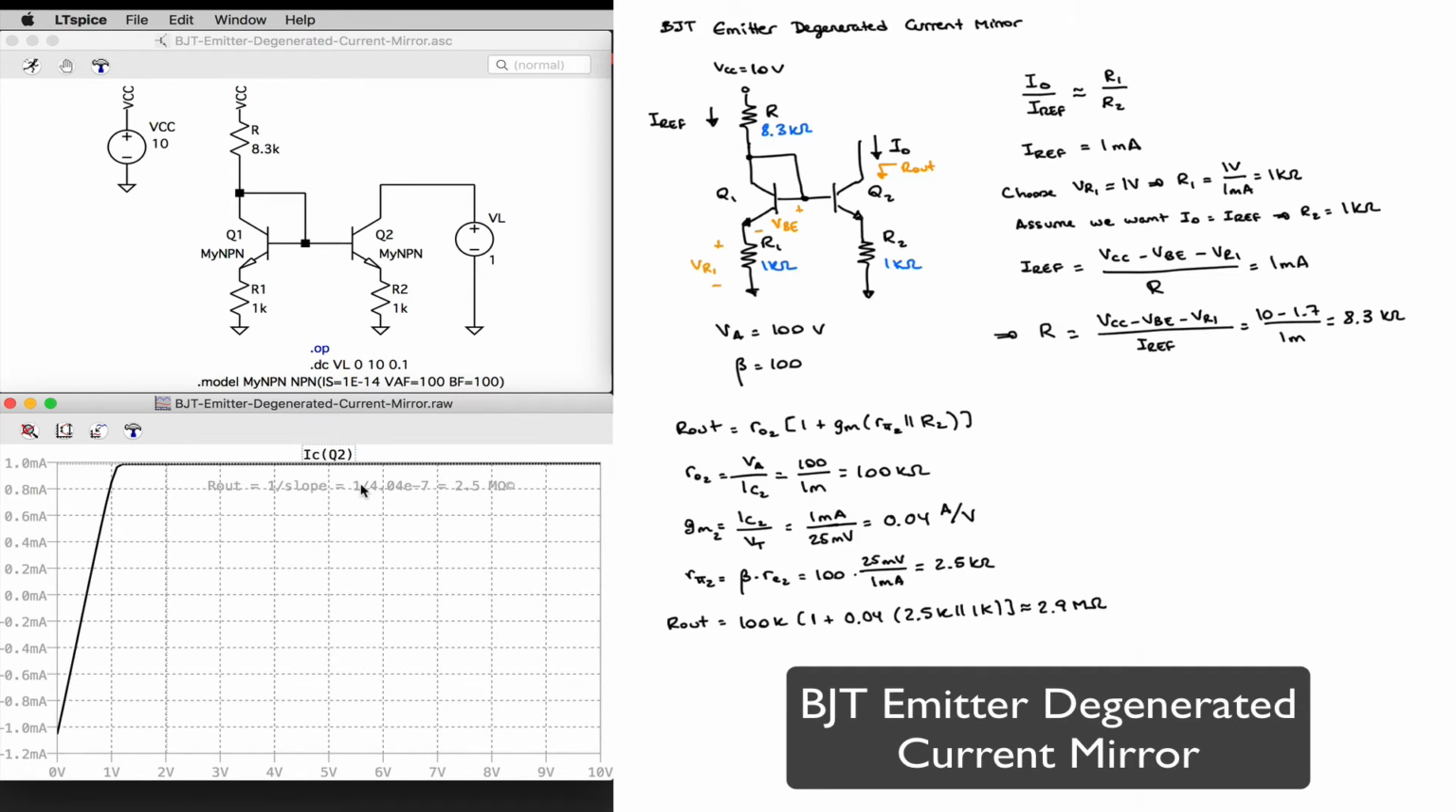As we can see, we have improved the output resistance with respect to the basic mirror, which used to be 100 kilo ohms. Now we have 2.5 mega ohms.